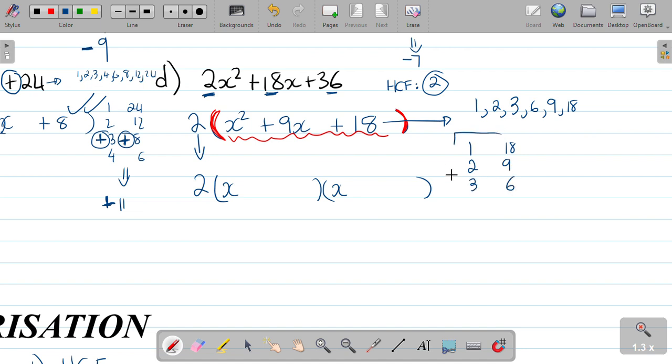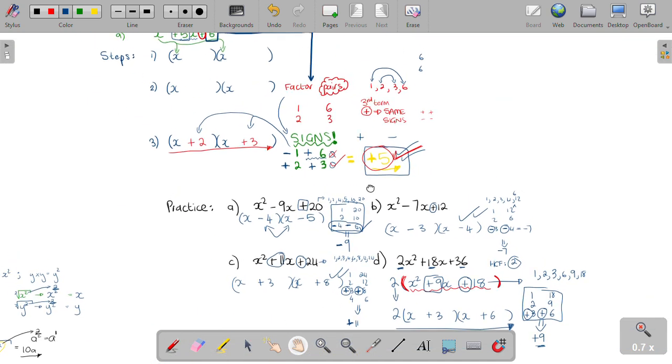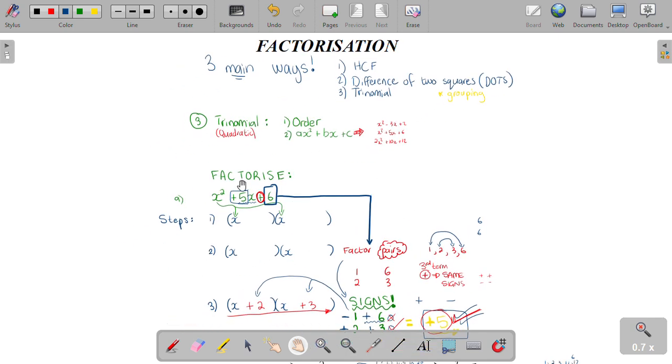So which pairs can I work together in order to give me a middle term value of positive 9? If I have plus 3 and plus 6, that gives me positive 9. And then my third term sign is positive, so the signs need to be the same, and they are. So it's going to be plus 3 and plus 6. And that is my final answer. All right, guys. So that is how we do factorization using the trinomial method.